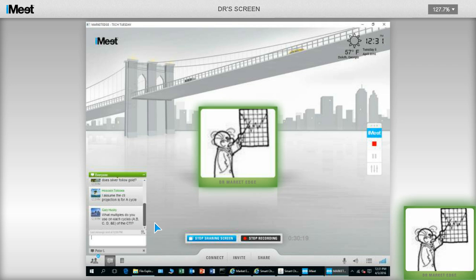Okay, the multiples that we use: cycle A is about 6 weeks, cycle B is about 18, cycle C is 36, D is 72, and E is 215.